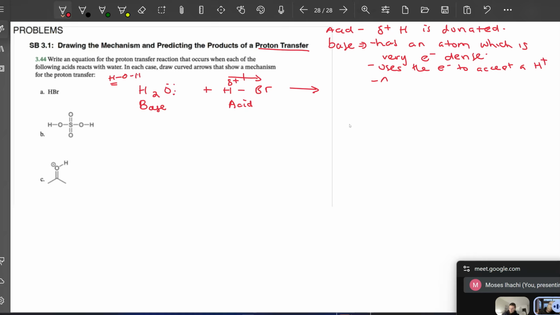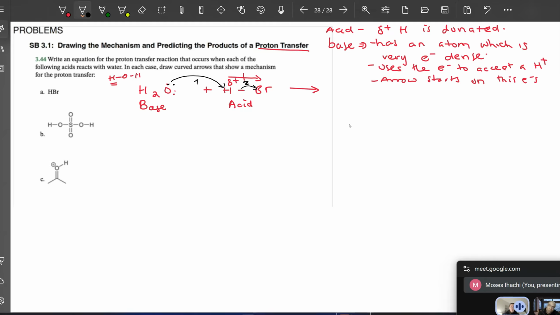Got it. Your arrow starts on these electrons in the base. Okay, so the arrow is on the base. Yeah, so we'll start from here and it goes to steal that hydrogen, just like that. That is arrow 1.